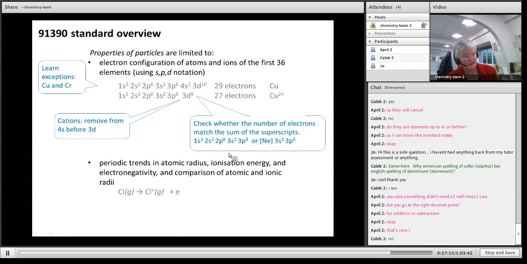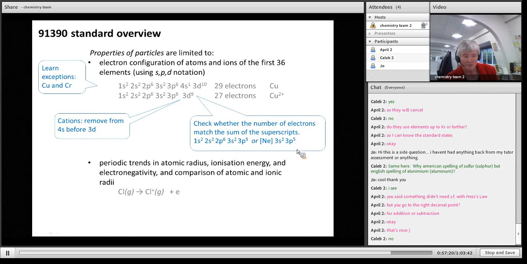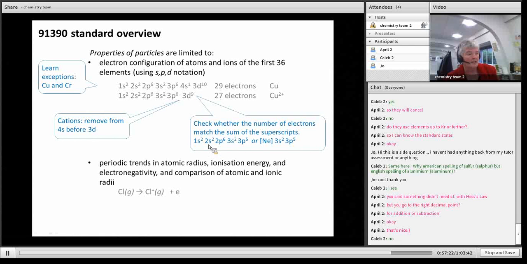Oh, and another tip is you can write the abbreviated one, okay? But if you do the long version like this, it helps if you add up these numbers. So 2 plus 2 plus 6 is 10, plus 2 plus 5 is 17.